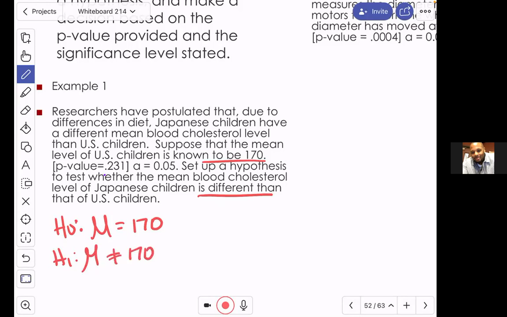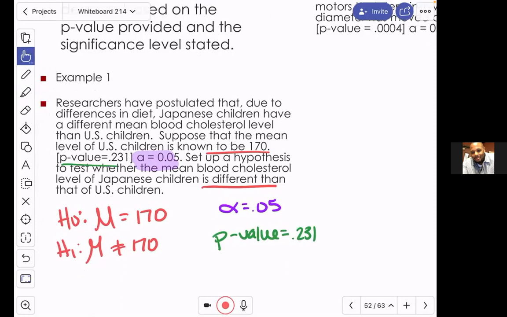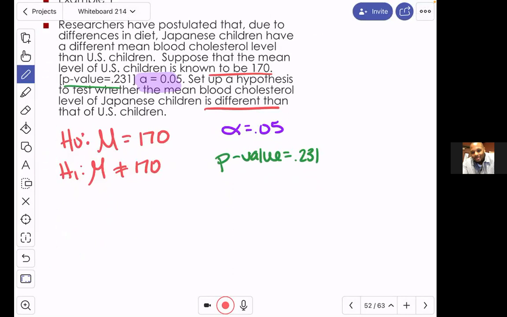Thank you so much. And here's what else they tell me. They tell me that my alpha value in this particular problem is 0.05. So alpha is equal to 0.05. And then they give me this value called the p-value, and the p-value here is equal to 0.231. Well, remember when we drew this the first time with the normal curve, we know that a 0.05 alpha corresponds to what confidence level?